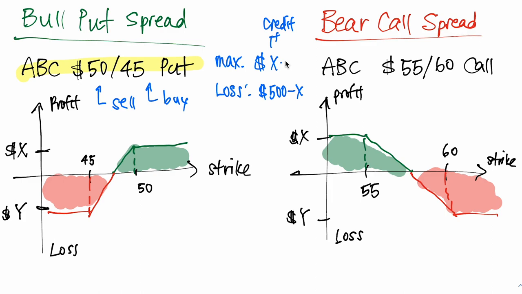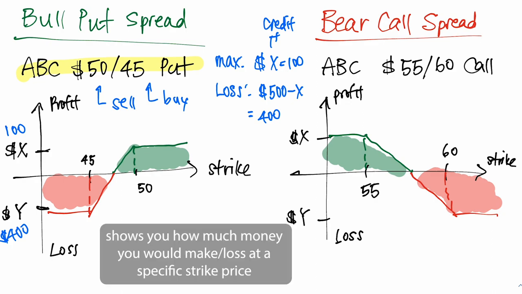Okay, so we'll just do that for now. So this would be 100 right here, and this would be 400 right here. On the profit and loss chart that I just drew on, that essentially shows you how you can make or lose money on a credit spread.